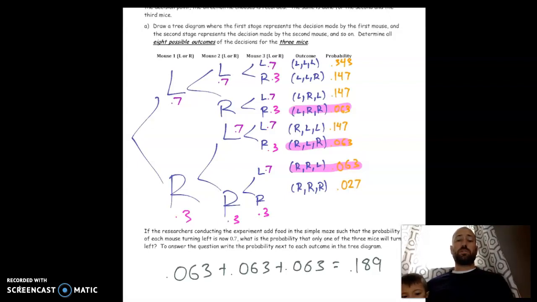The question asks, what is the probability that only one of the 3 mice will turn left? So there was only one L in the outcome. So that was left, right, right; right, left, right; and right, right, left, all at 0.063, and so I added those together to get 0.189.